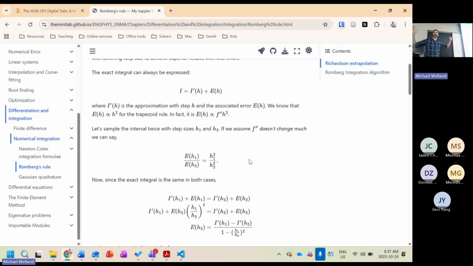Say we have two sampling step sizes, right? h1 and h2. We know I is equal to, what did I call this? I prime of h1 plus... can you guys see this, or is the whiteboard better? Whiteboard?